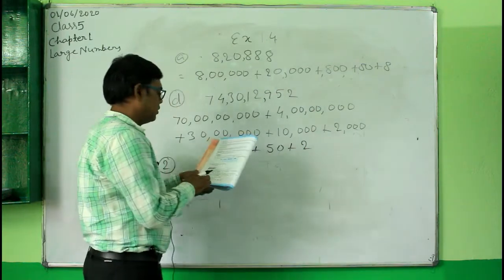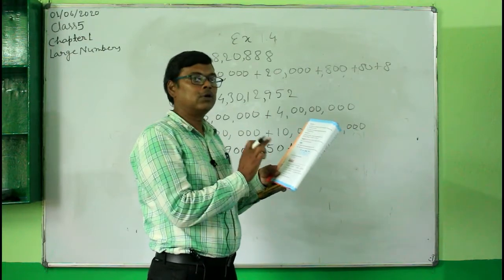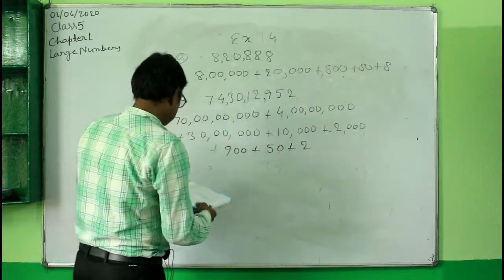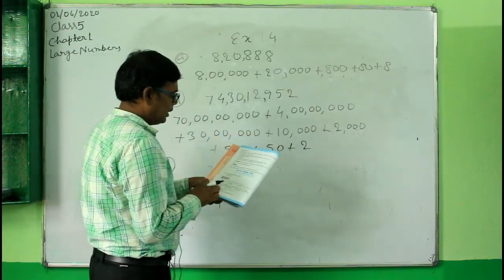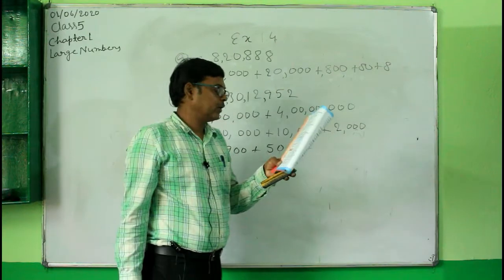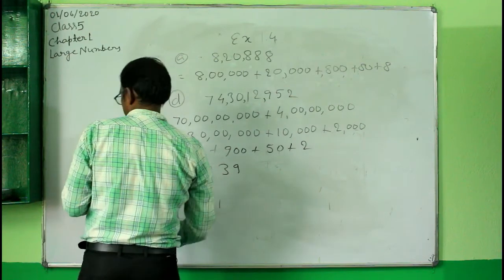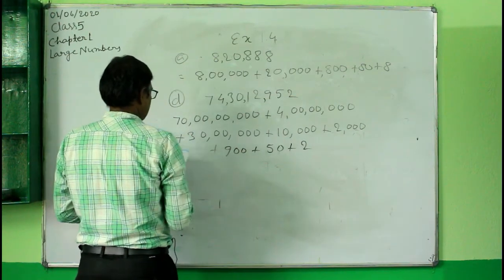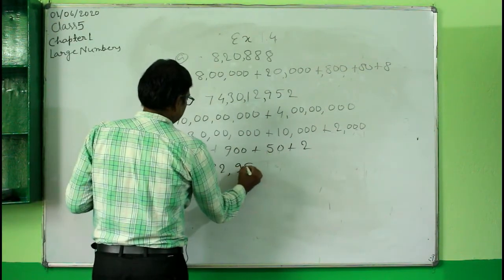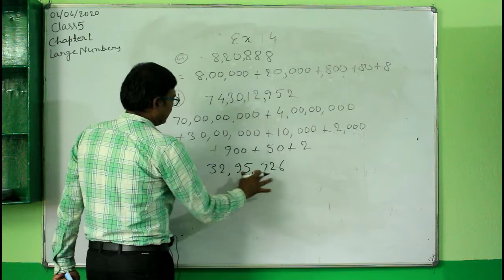So again, this is the same as the previous question number 1. Expanded form is the same as in question number 1. So I will only write the number name in words. So the first number is 32 lakh 95,726. And you will write it in the expanded form.